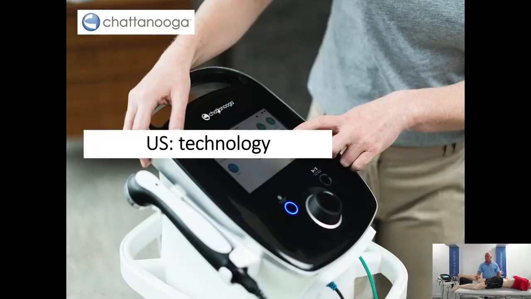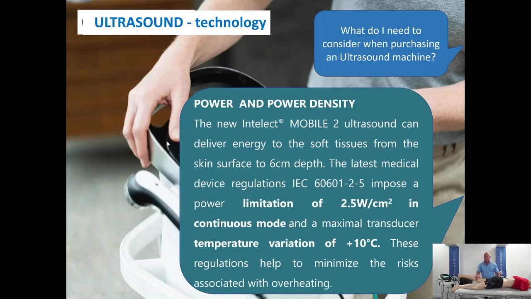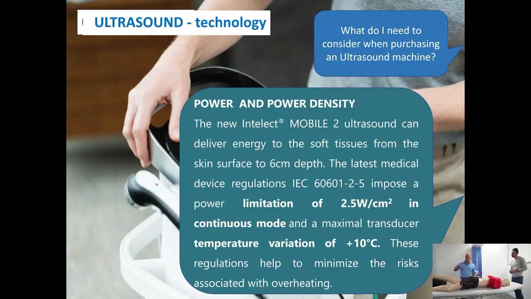Now let's have a look at the technology. Okay, so what do I need to consider when purchasing an ultrasound machine? Okay, so the first thing we need to look at is the power and the power density that the machine produces. Okay? The new Mobile 2 ultrasound can deliver energy to the soft tissue from the skin to a depth of 6 centimetres. Okay, so quite deep, even on Fred's very firm bottom here.